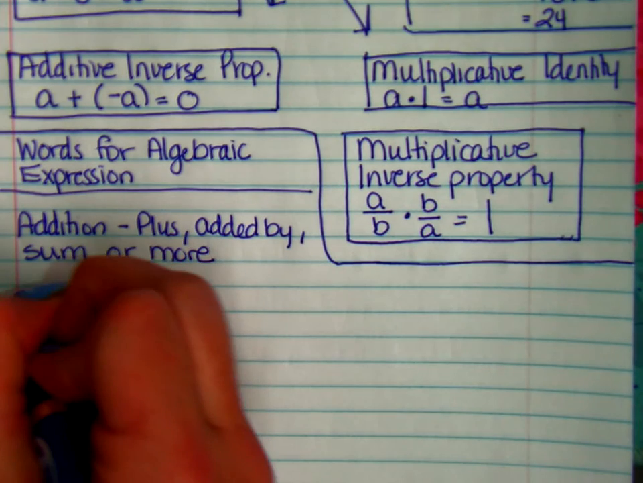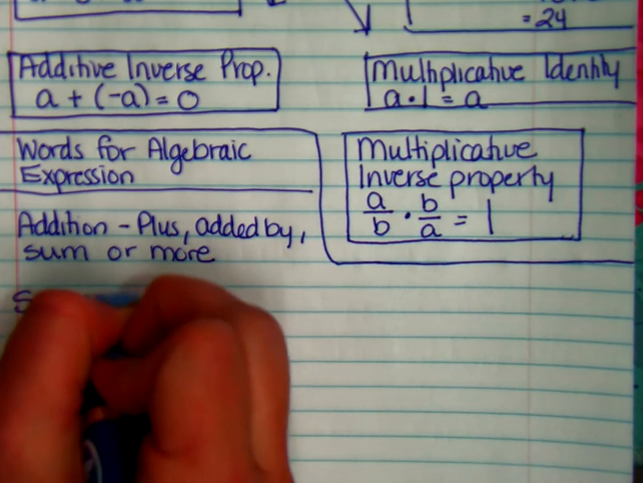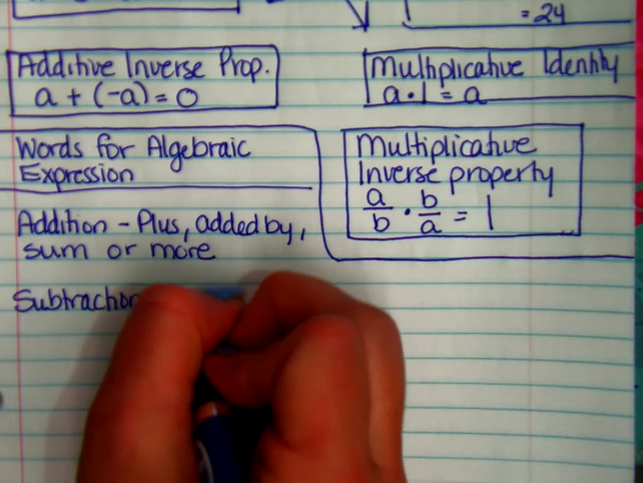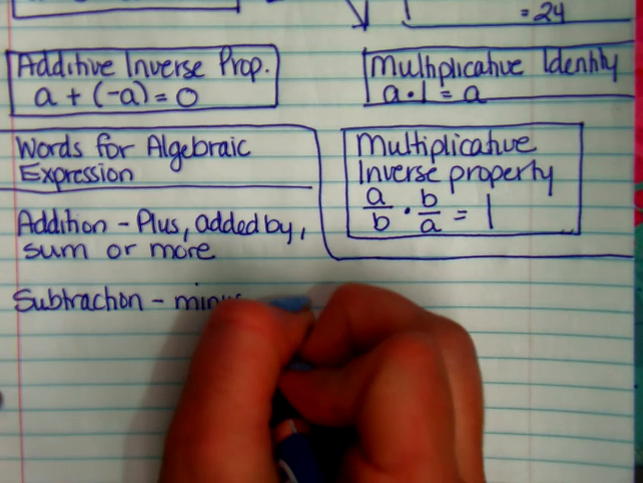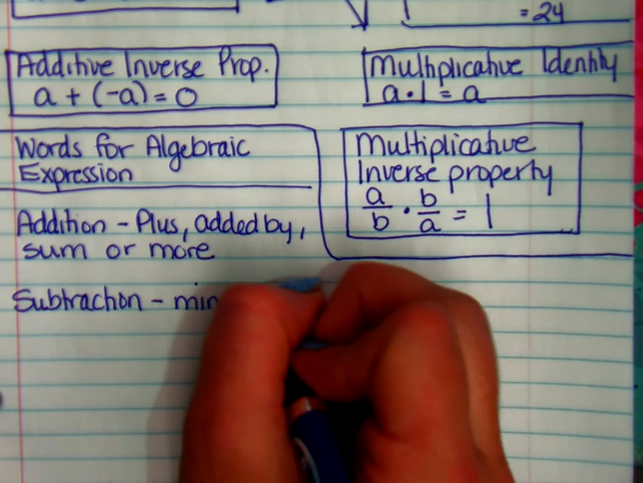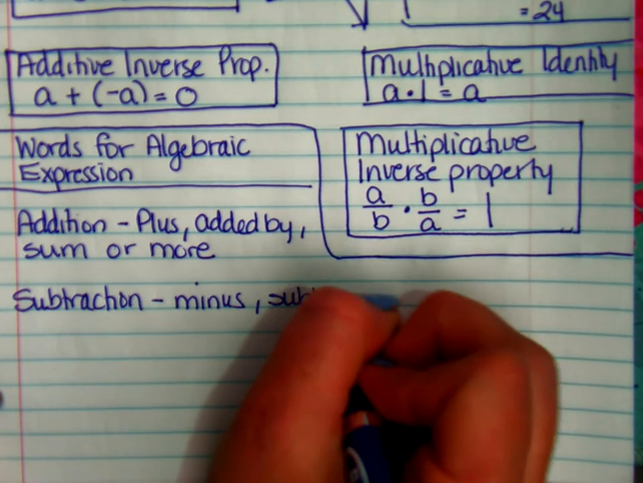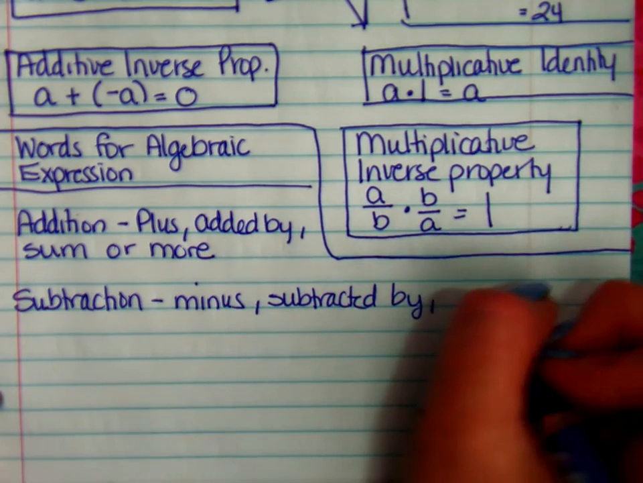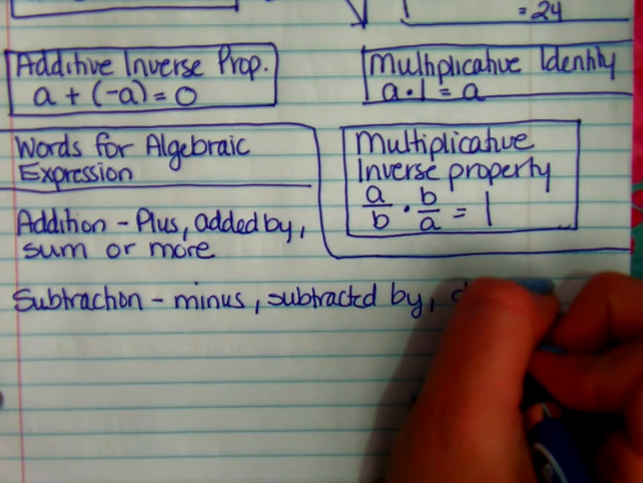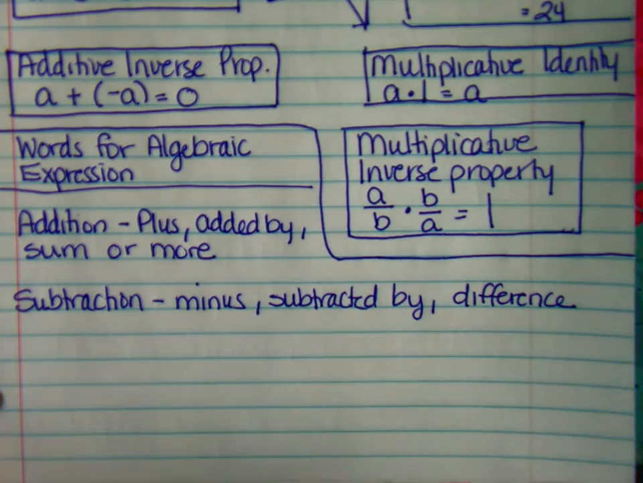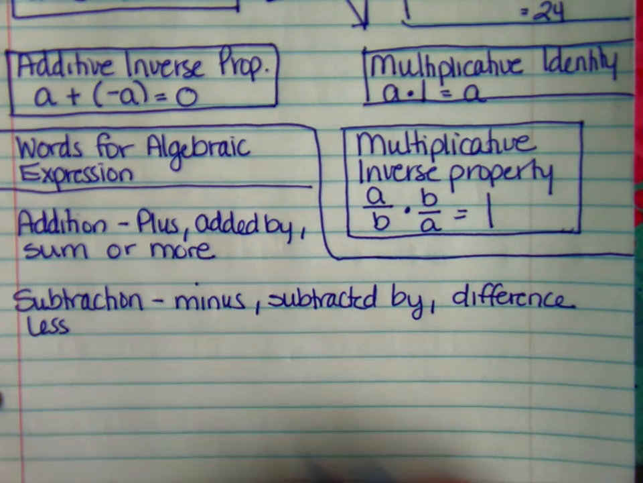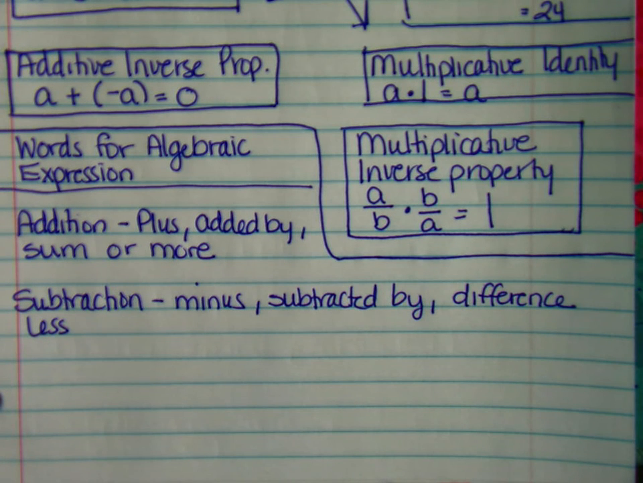We know we have subtraction when we have the words minus, subtracted by, difference, or less. And sometimes it's less than. Okay, so let's give you some examples of these two.